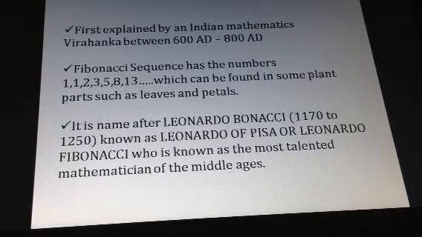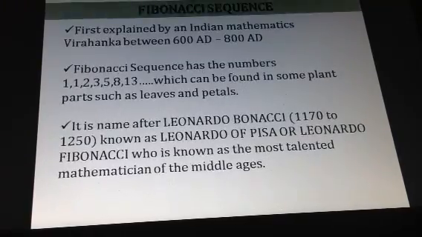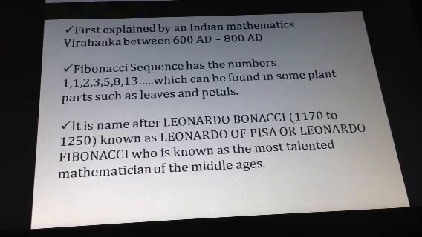Okay, Fibonacci sequence. This was first explained by an Indian mathematician, Virahanka, between 600 AD and 800 AD. The Fibonacci sequence has the numbers 1, 1, 2, 3, 5, 8, 13, and so on. This sequence can be found in some plant parts such as leaves and petals. Later, i-discuss ko sa inyo kung paano nakuha yung mga numbers sa Fibonacci sequence.